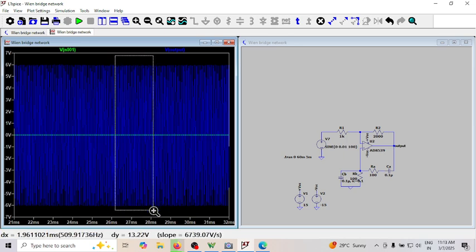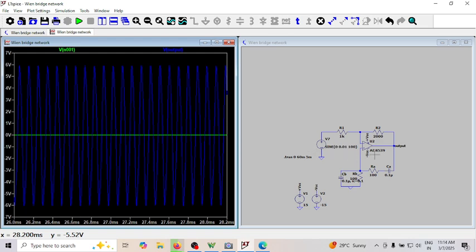Because what do you mean by a stable system? If you're giving a sine wave of 100 hertz, what you're expecting is a 100 hertz signal with some amplification depending on the amplification factor. That is what a stable system is. But for a certain value of R2, which will make a certain gain, the system is behaving totally differently. Now it is acting like an oscillator. It is not a stable system.